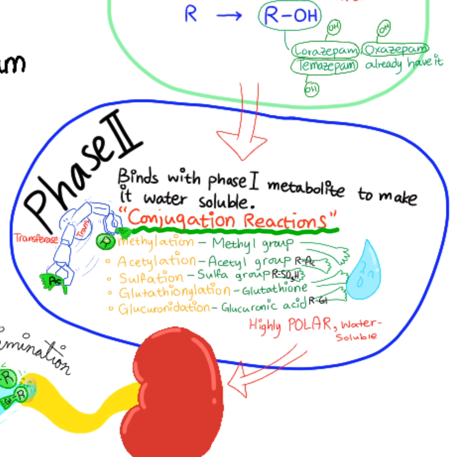Those highly water-soluble molecules which make the metabolites more soluble are the methyl group, and attaching the methyl group is called methylation; the acetyl group, and putting an acetyl group on the metabolite is acetylation; the sulfur group, sulfation; glutathione, glutathionylation. And lastly, glucuronic acid is attached, and attaching glucuronic acid is glucuronidation.